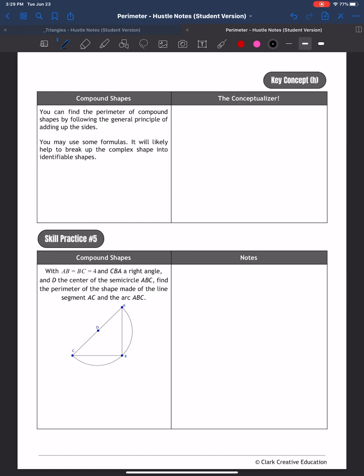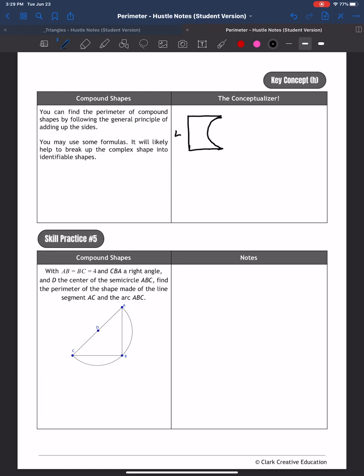So, for example, if you have a square, actually, we're not going to do it that way. I'm just going to free draw it. Here's my square, but in my square a circle is cut out. You have to figure out what the perimeter is.